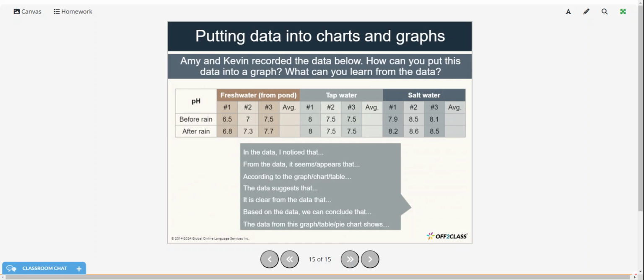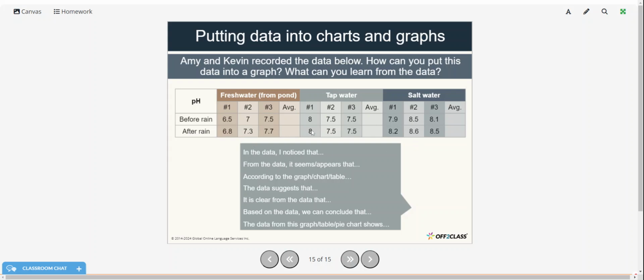So Amy and Kevin recorded the data below, and how can you put this data into a graph? And what can you learn from the data? Well, you could use a bar graph for each type of the fresh water, the tap water, the salt water. They could possibly use a line graph showing a different line for each of the types of water.